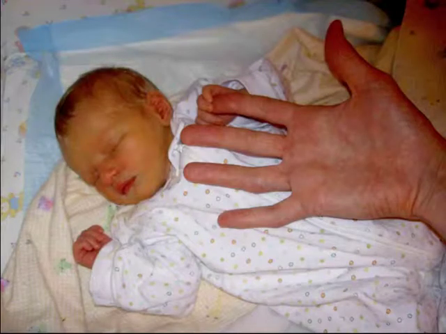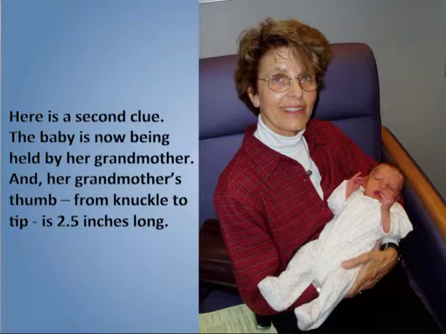Here is the first photograph that gives a clue about the size of the baby's various body parts. The picture shows a newborn baby being held by her father. And, a clue is that her father's pointer finger is 3.5 inches long from the crease on his knuckle to the tip of his finger. Here is a second clue. The baby is now being held by her grandmother. And, her grandmother's thumb, from knuckle to tip, is 2.5 inches long.